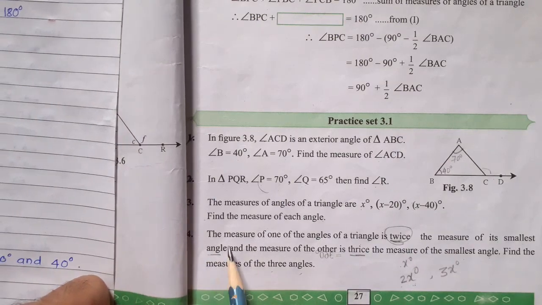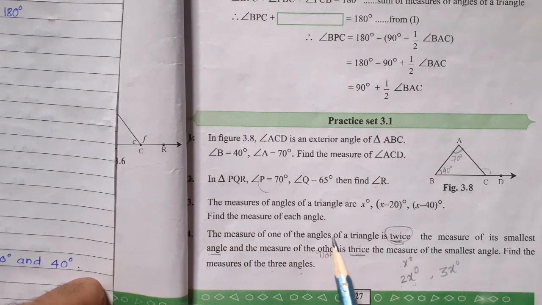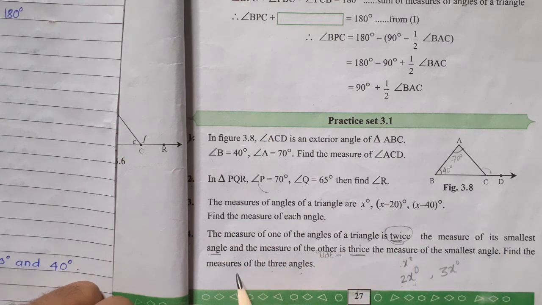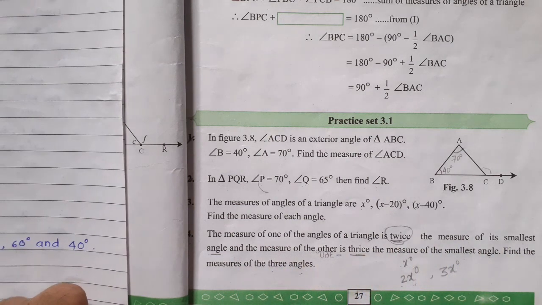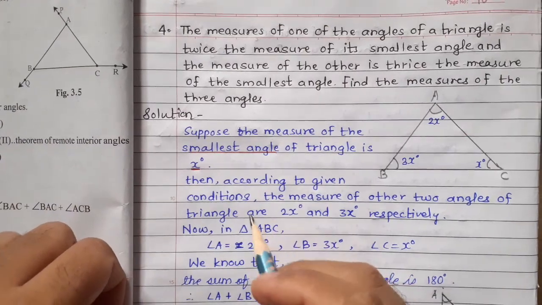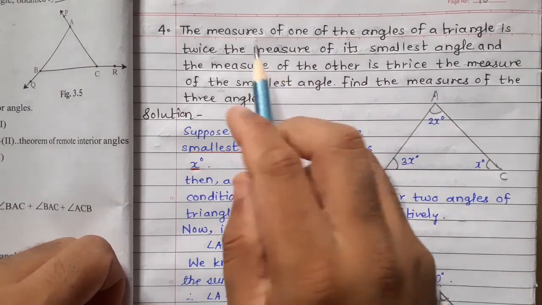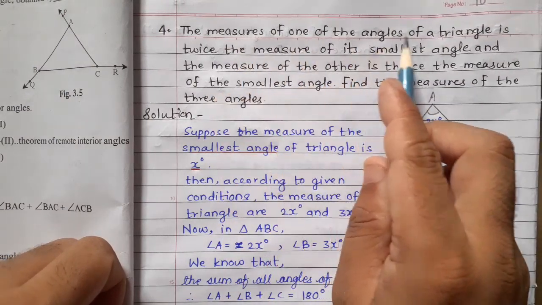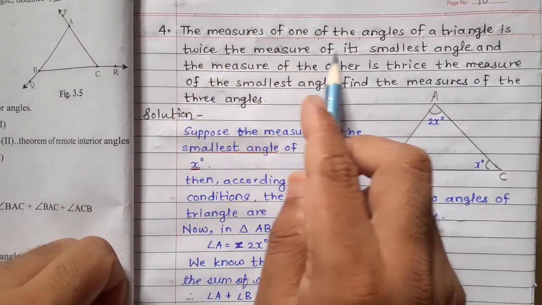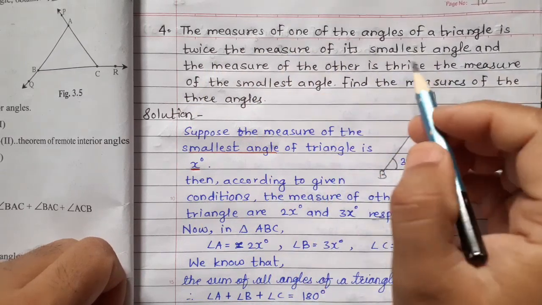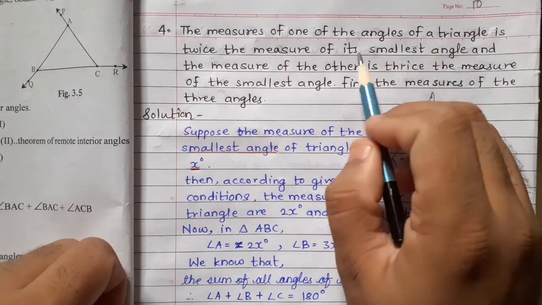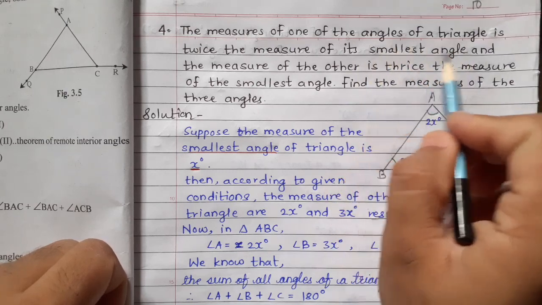Example number 4. The measure of one of the angles of a triangle is twice the measure of its smallest angle. The measure of the other is thrice the measure of smallest angle. Find the measure of the three angles. So see, in triangle ABC, the measure of one of the angles of a triangle is twice the measure of its smallest angle. So here we suppose the measure of smallest angle is x degree.